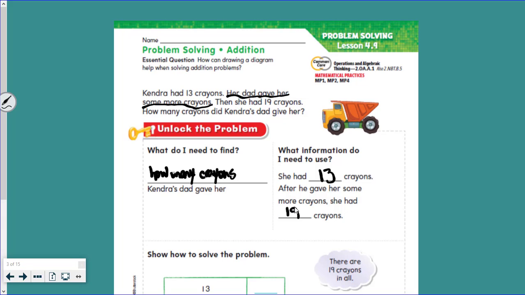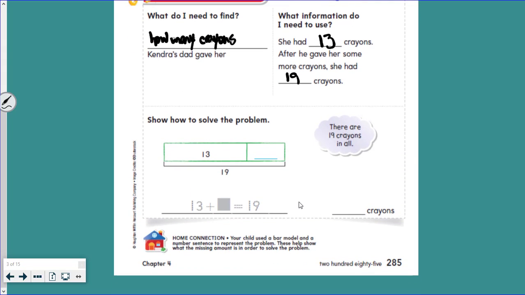Okay, and I'm going to go down my page. Here's my diagram I'm going to use to help me solve my problem. You've seen these before. It's the part whole. It says, show how to solve the problem. This is what we're thinking. We know there are 19 crayons in all. So in all is the whole. This is my whole, the 19. It's going down here in this big bracket that means whole. We know she had 13 crayons and Dad gave her some. We don't know this number. This is the missing number. That's what we need to solve.